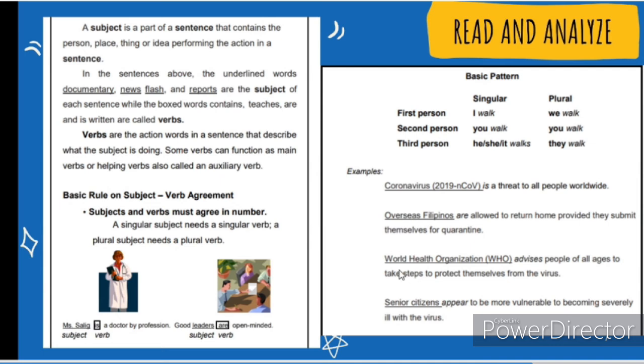Next sentence. World Health Organization advises people of all ages to take steps to protect themselves from the virus. World Health Organization is singular. The verb advises is in its singular form as well. This sentence is correct. And lastly, senior citizens appear to be more vulnerable to becoming severely ill with the virus. Senior citizens is in its plural form, and appear is also in its plural form. Plural subject, plural verb, this is correct.